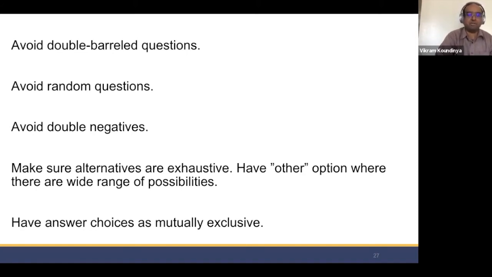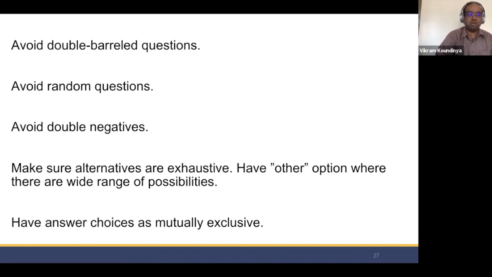By random questions, I mean questions that are not directly related to your evaluation outcomes or research questions. Sometimes there is a temptation to include questions that are important for us to know for some other purposes in our work. It's better to avoid those, even if it's one or two questions. But if you really want information for other purposes and you don't want to send out multiple surveys because survey fatigue is a reality, restrict those types of questions to the extent possible.